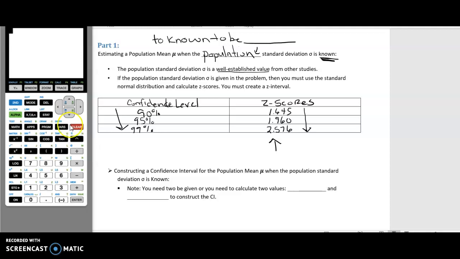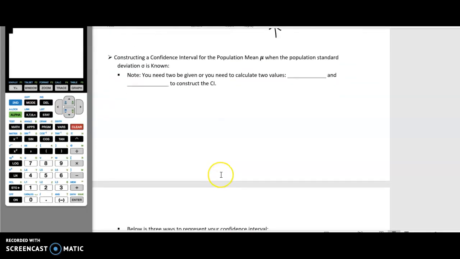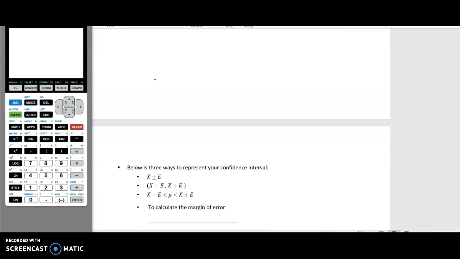And so we're going to begin by constructing a confidence interval for the population mean mu when the standard deviation is known. I don't know how much I'm going to stress this. The standard deviation is known. It's given in the problem. Okay? In order to create your confidence interval, you need to be given or you need to calculate two values. You need to know x bar, that's the best point estimate. And you need to know your margin of error, right, to construct the confidence interval.